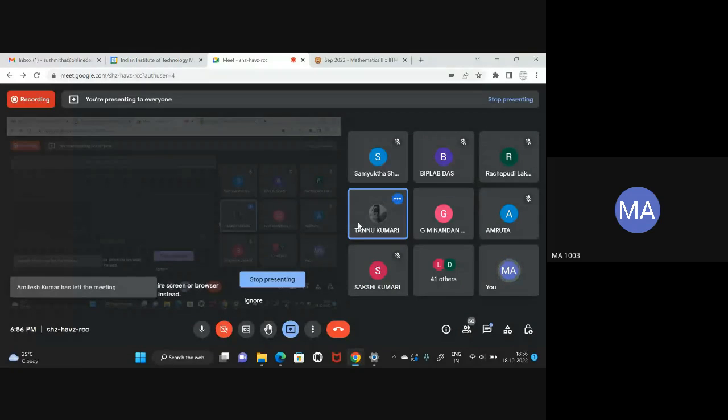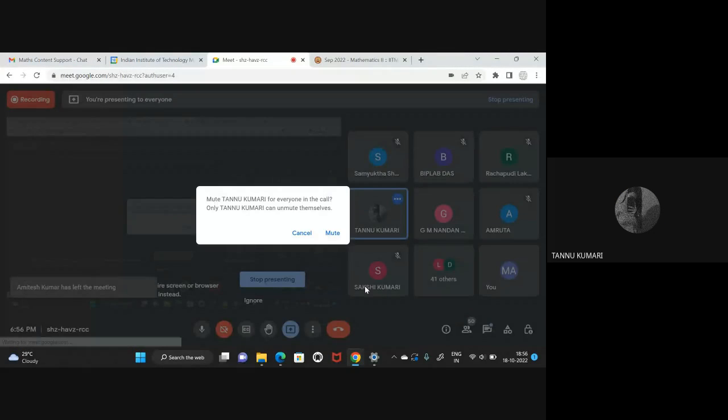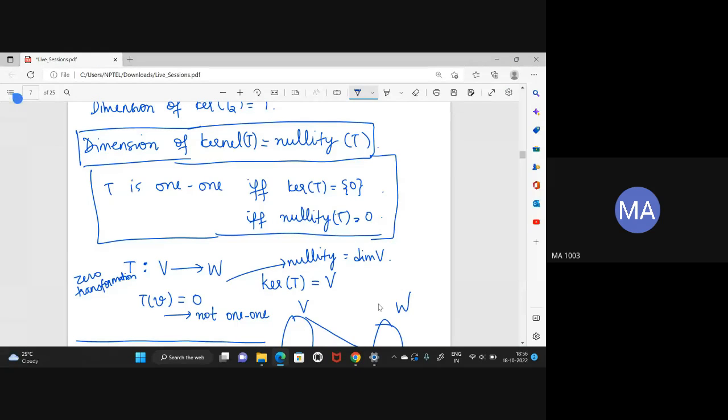The dimension of the kernel is called the nullity of the linear transformation. So this is the final conclusion: T is one-to-one if and only if the kernel is 0, if and only if the nullity is 0. Is it clear?